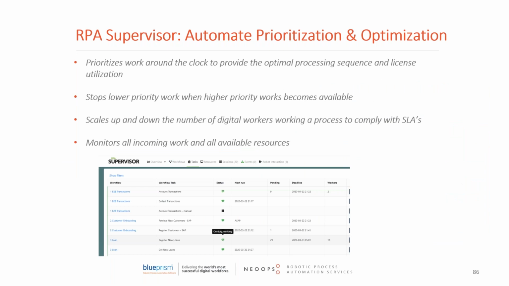The RPA Supervisor, because you define your SLA requirements, actually automates prioritization and optimization. The engine behind the tool constantly evaluates what is needed and what should be worked on as a priority. So when your robots are working on lower priority work, and then higher priority work becomes available, RPA Supervisor reshuffles your resources accordingly so that you do not breach your SLA.